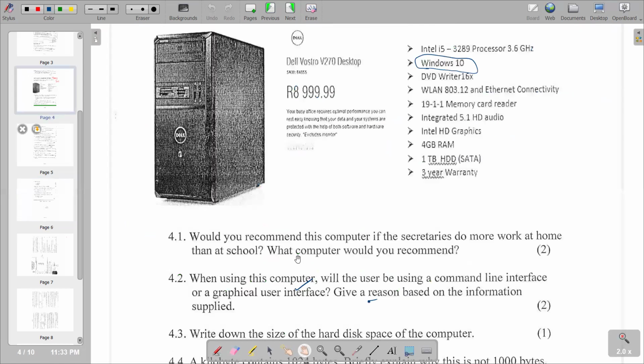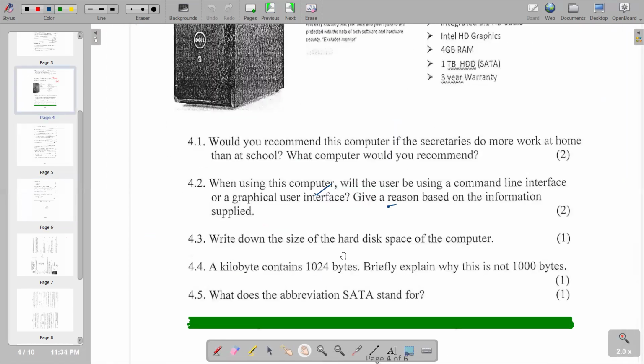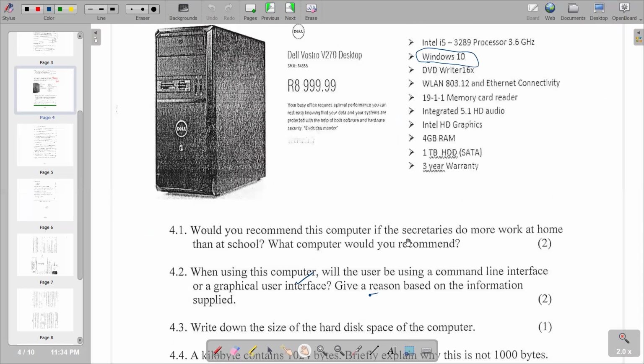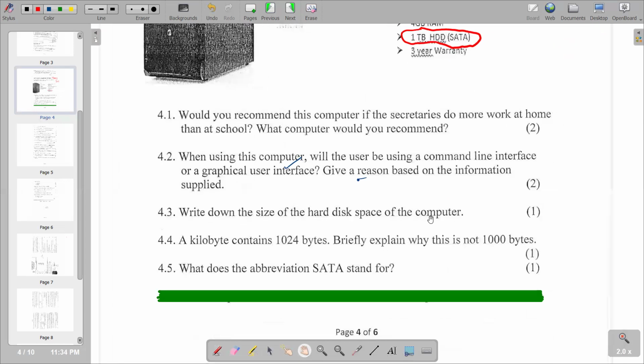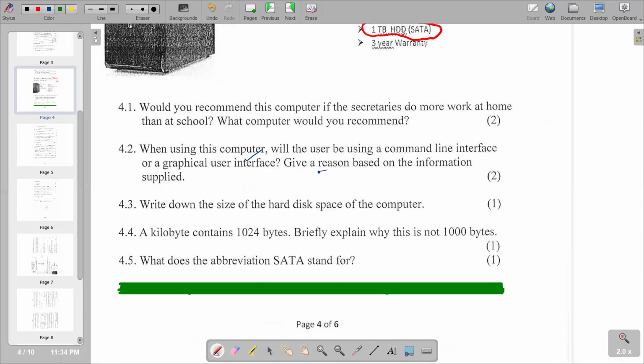So we go to the next part of our question, which is 4.3. Write down the size of the hard disk space of the computer. So we go there and try to see where we can get the information of that space. If you come here, you see that it's written 1 TB HDD, and in brackets we've got SATA. So obviously the 1 TB represents 1 terabyte. So the size that we are having there, we can just write in front of there, whereby we are saying 1 terabyte. So that is the size of the hard disk space.